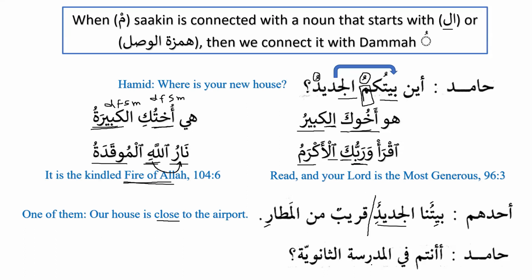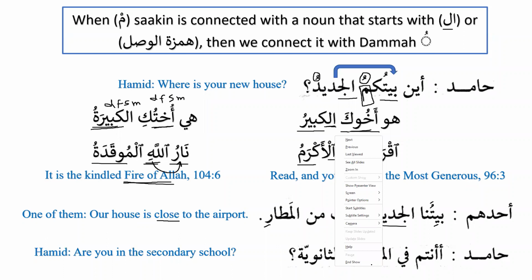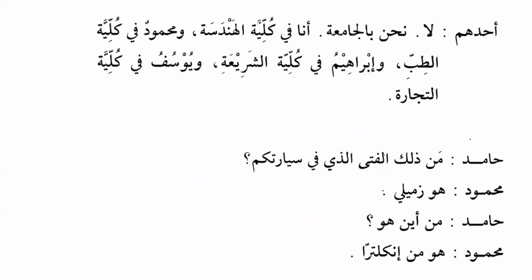حامد أنتم في المدرسة الثانوية? Are you in the secondary school or are you in the high school? So the reply is, one of them says لا, he says no. نحن بالجامعة, we are in the university. So now we can see that when we want to say we, it will be نحن بالجامعة, we are in the university. أنا في كلية الهندسة, I am in the faculty of engineering.